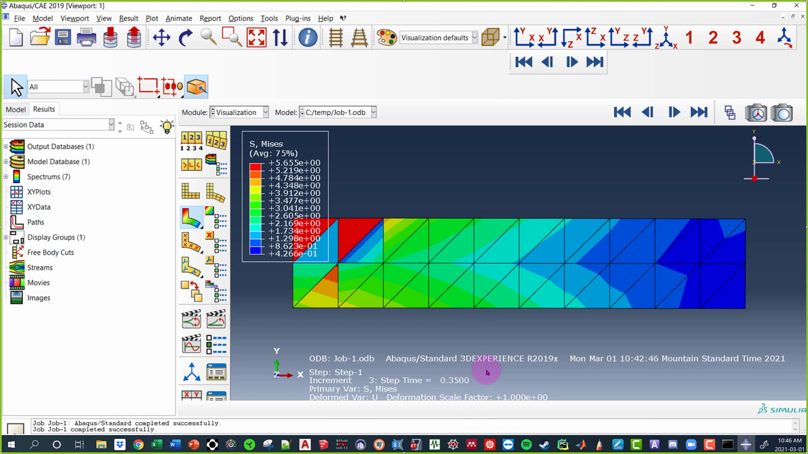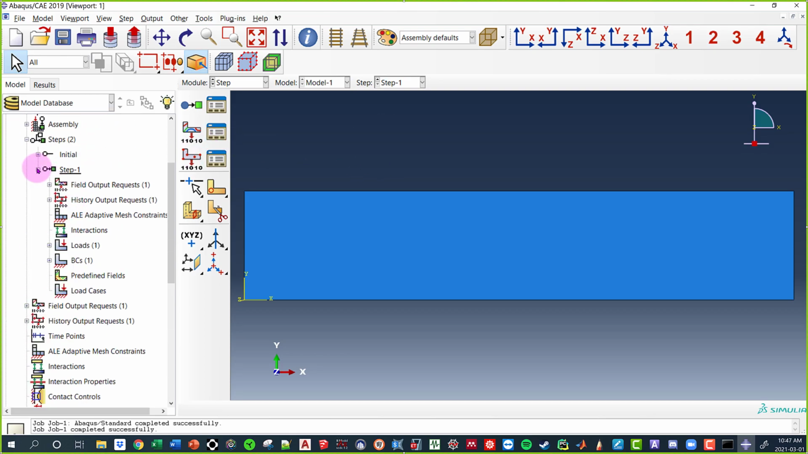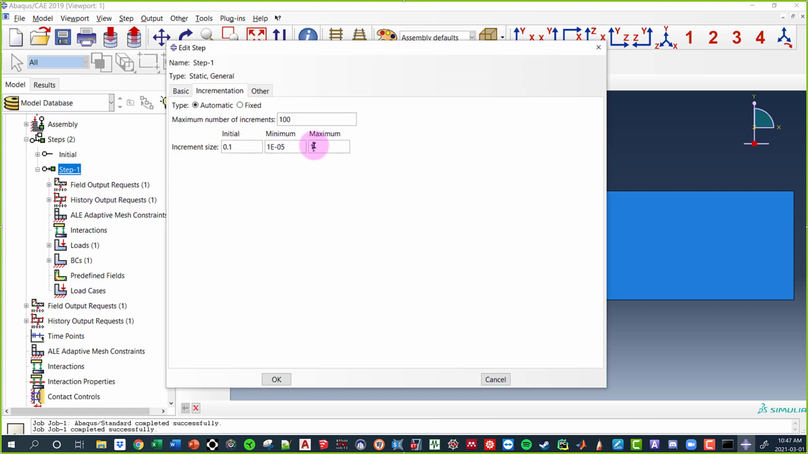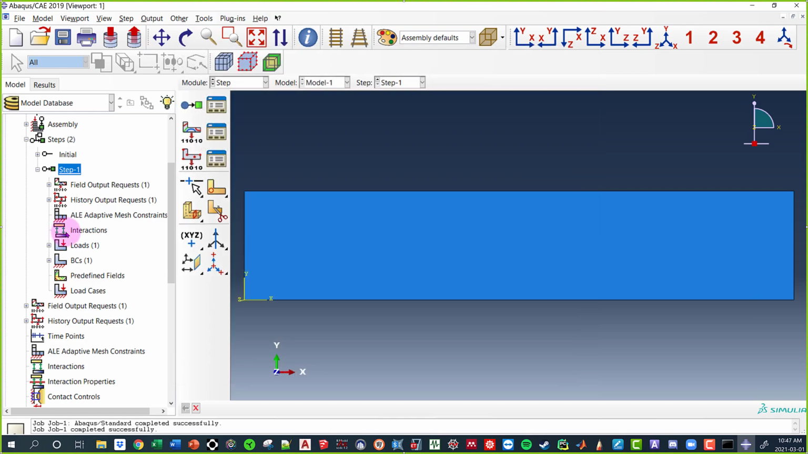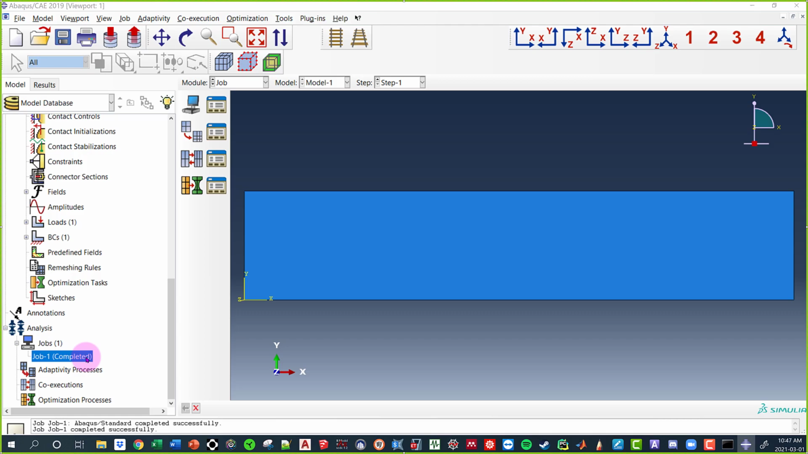Now what happened is ABAQUS said, I had a lot of successful increments, so I started increasing the step size. But what if you say, ABAQUS, I didn't want you to do that, I wanted you to keep it at 10% maximum? In our step, I can edit the step, and under incrementation, I can specify the maximum step size as well. If I set this as 0.1 and click OK, I can resubmit the job, and once it does, we're going to monitor it.